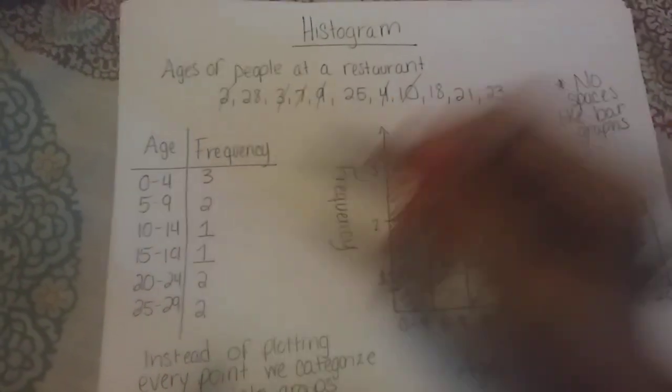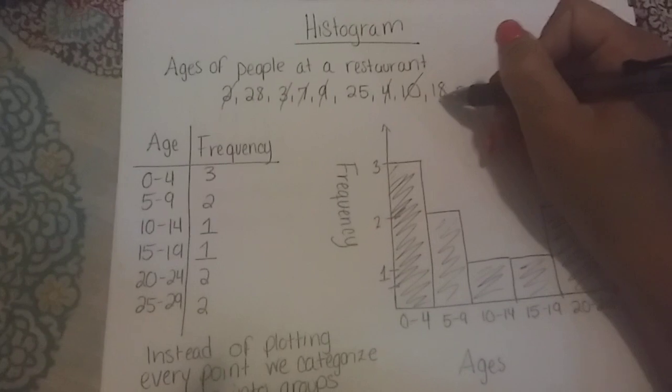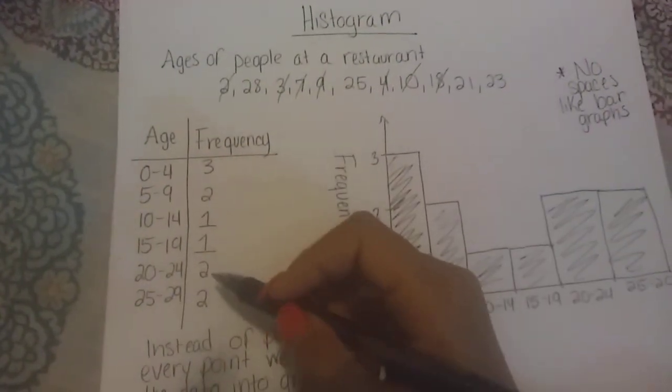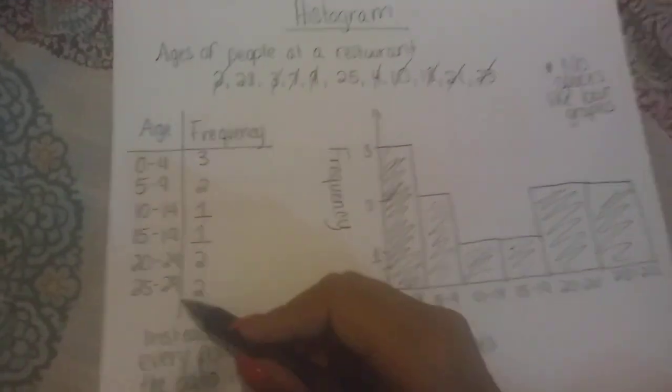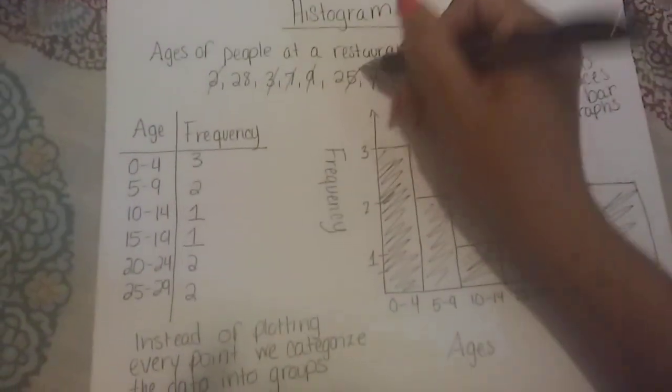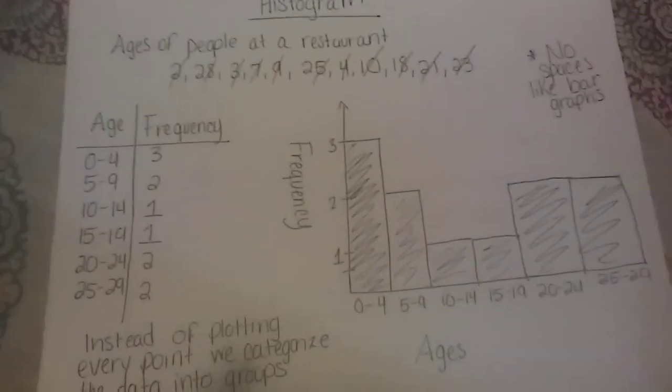15 through 19, we just have 1 person. 20 to 24, 2 people. 25 through 29, we have 2 people. Okay, so we're going to go ahead.